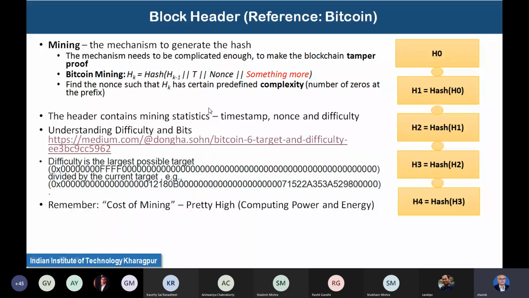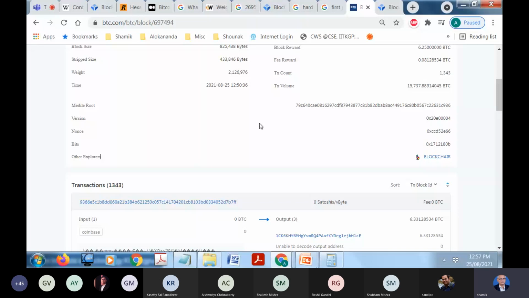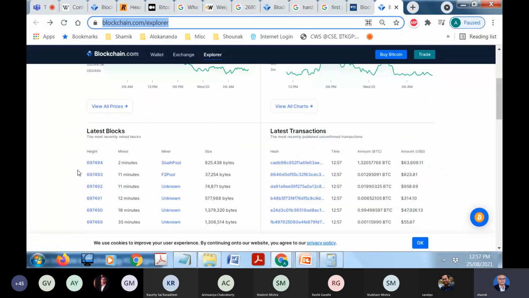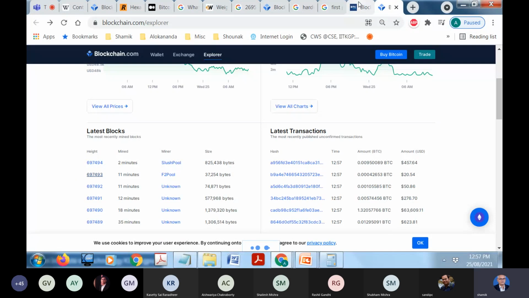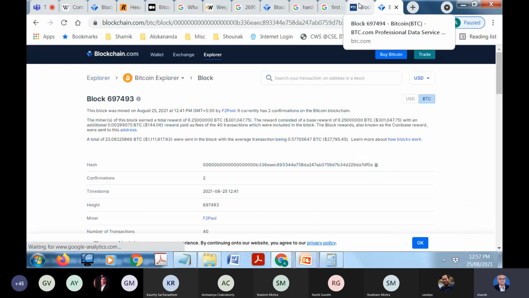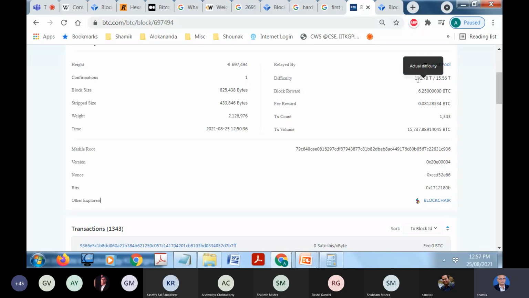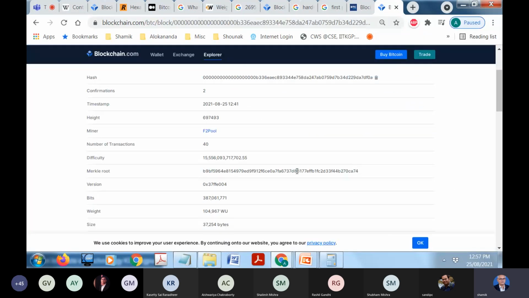So the header also contains mining statistics: timestamp, nonce, and difficulty. Now, let me show it with respect to a block. If you see the difficulty mentioned here on btc.com, it is given as 15.56T, which was the theoretical difficulty, and the actual difficulty was something different. And on the blockchain.com explorer, you see the difficulty is given as a value with some decimal places also. Okay, now what does it mean? Let us see here.